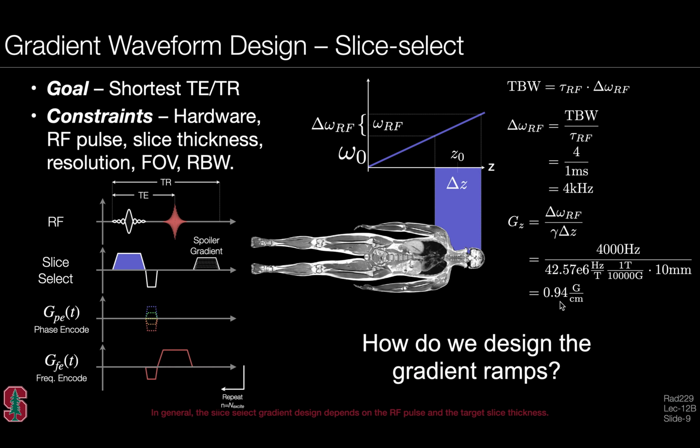So at this point, we actually know the duration of this gradient as well, because we specified it in terms of the duration of the RF pulse. So we know that this is a 1 millisecond gradient at 0.94 Gauss per centimeter. And so we could ask ourselves, well, how do we design the ramps that enable us to reach this slice select gradient that we need?